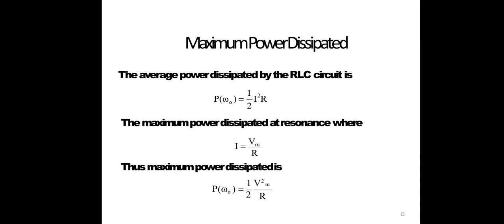Maximum power dissipation is at the resonance curve, where the resistance is minimum. Therefore the current I is equal to Vm by R. Thus the maximum power dissipation, P of omega naught, is equal to half into Vm square by R.